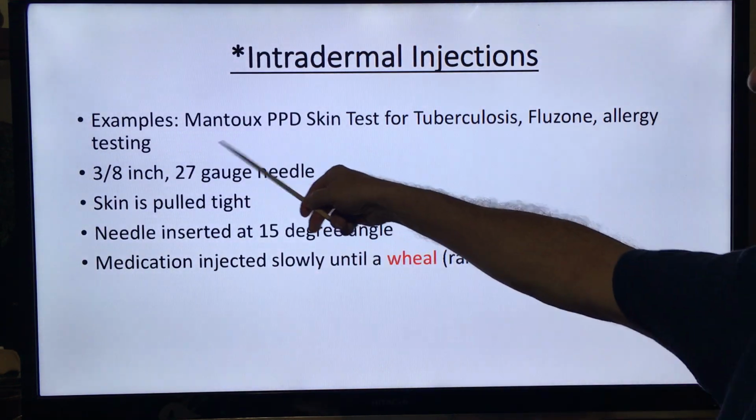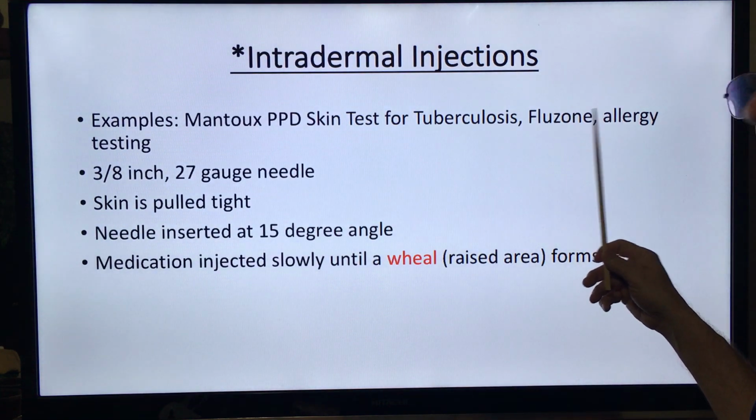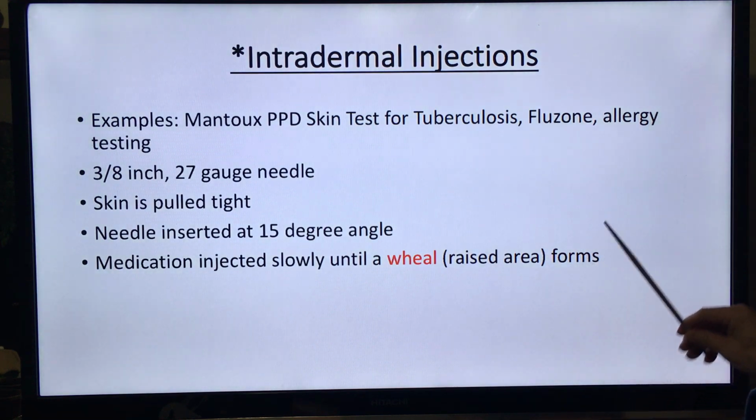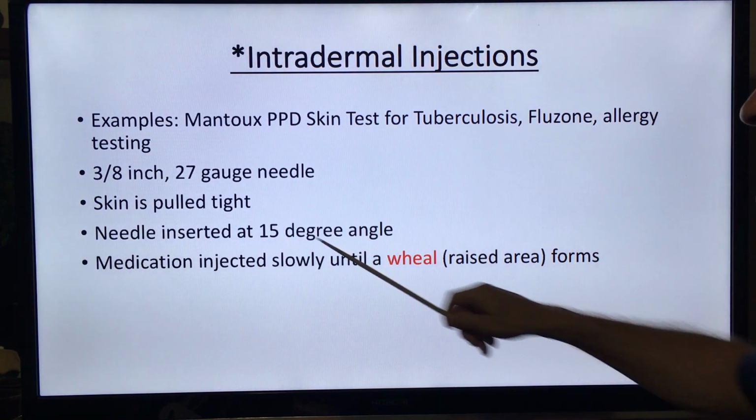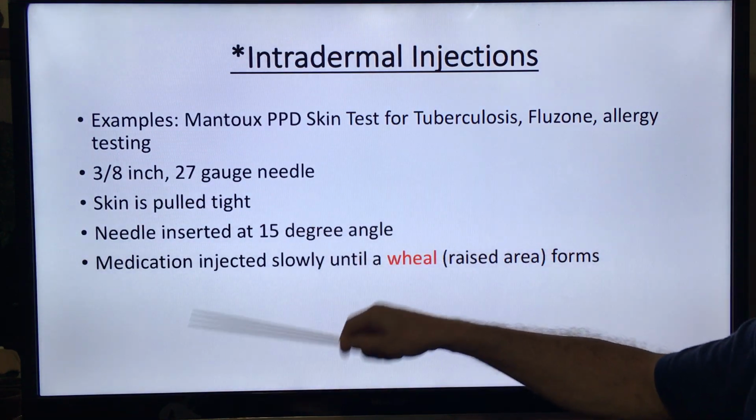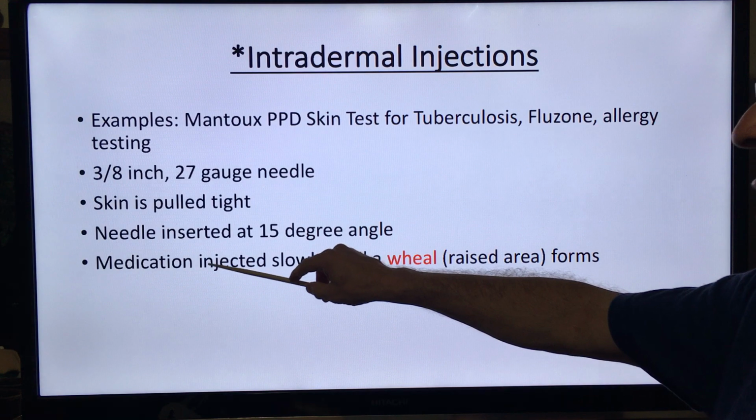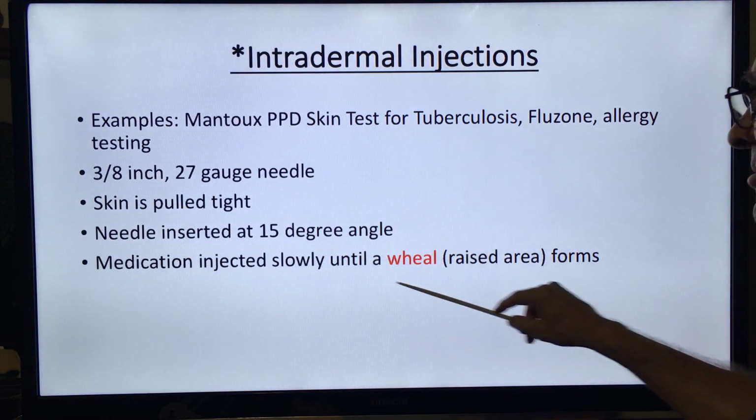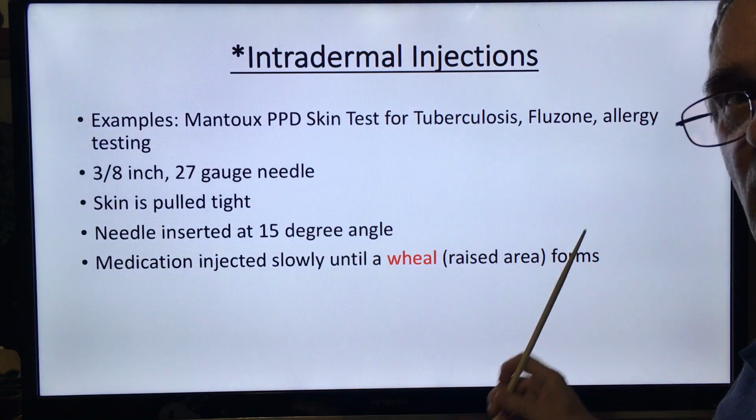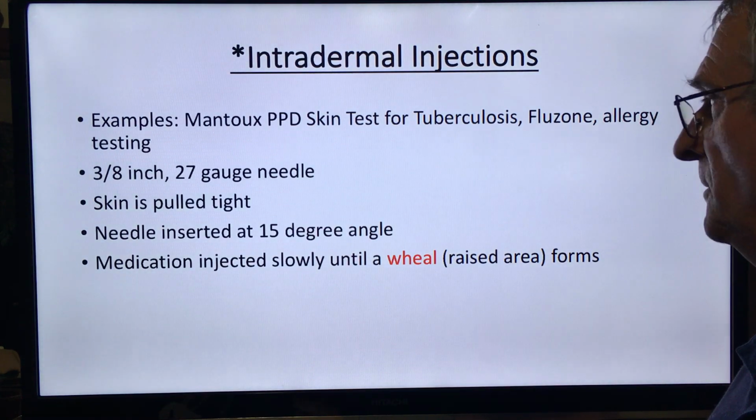So again, the intradermal Mantoux TB skin test is a prime example. There is a flu vaccine that you can give intradermally as well, and some allergy testing. Again, a short needle, less than a half an inch, 27 gauge, very, very fine. Skin is pulled tight. Needle is inserted at a 45-degree angle to the skin, and the medication is injected in slowly until you get a wheal, which is a little kind of a bubble underneath the skin. If you don't get the bubble, you've probably injected it too deep.